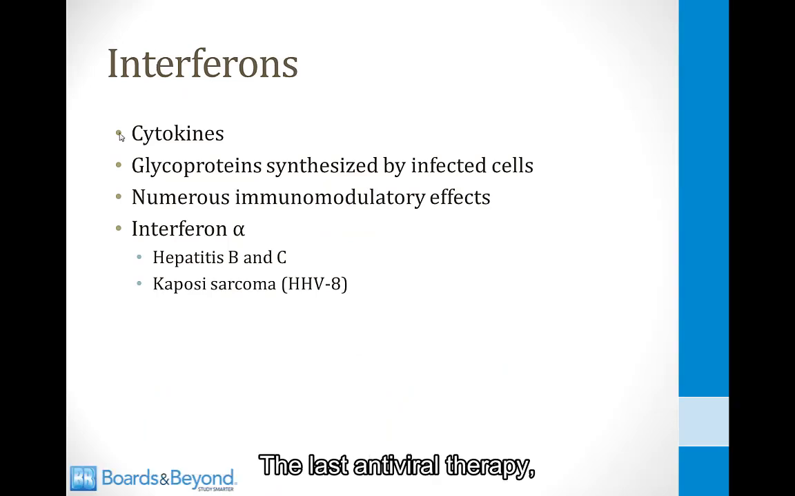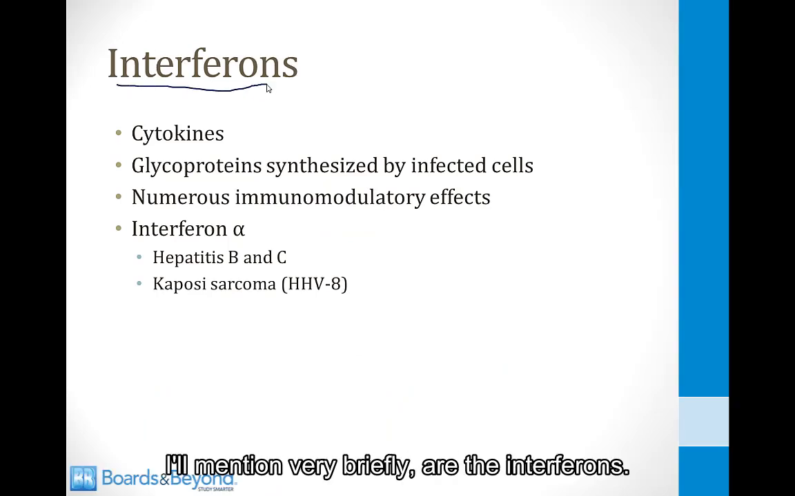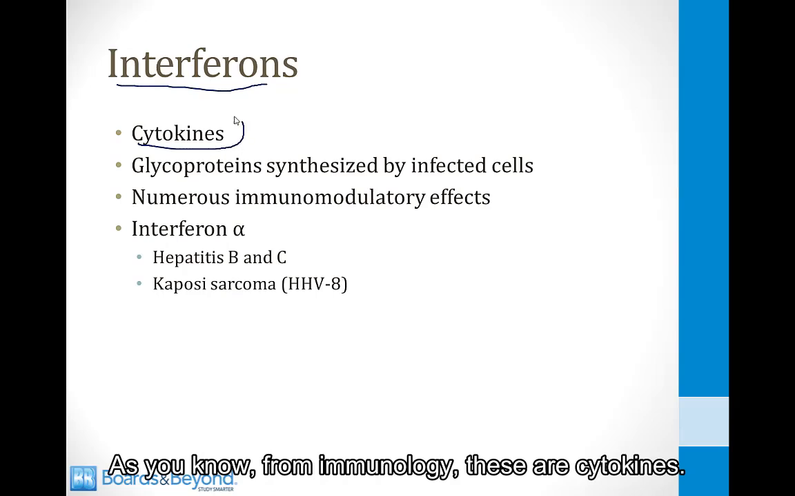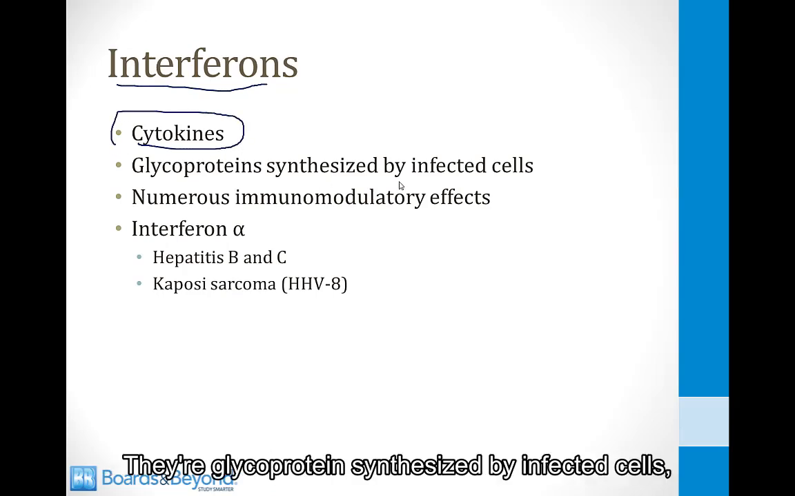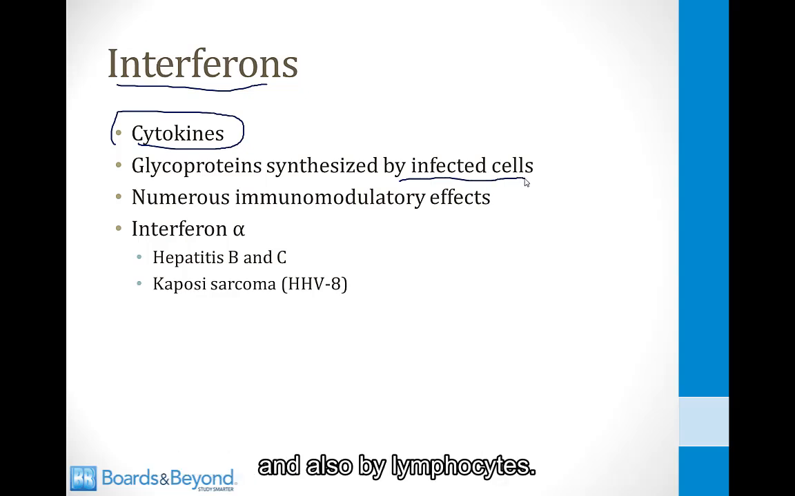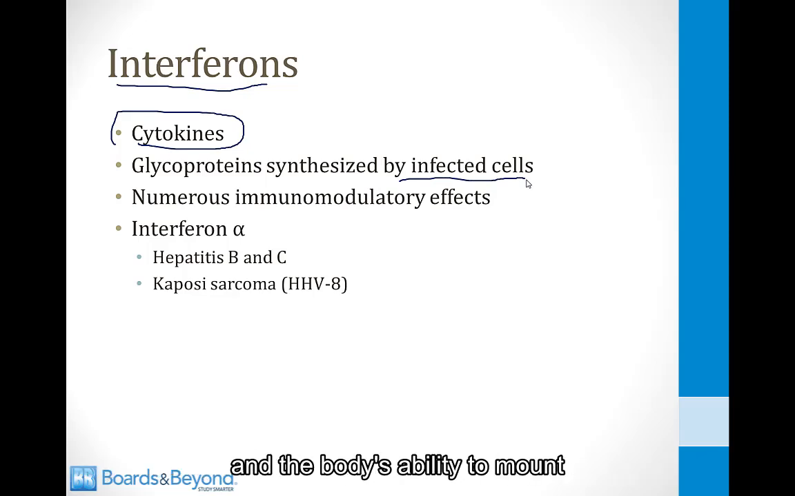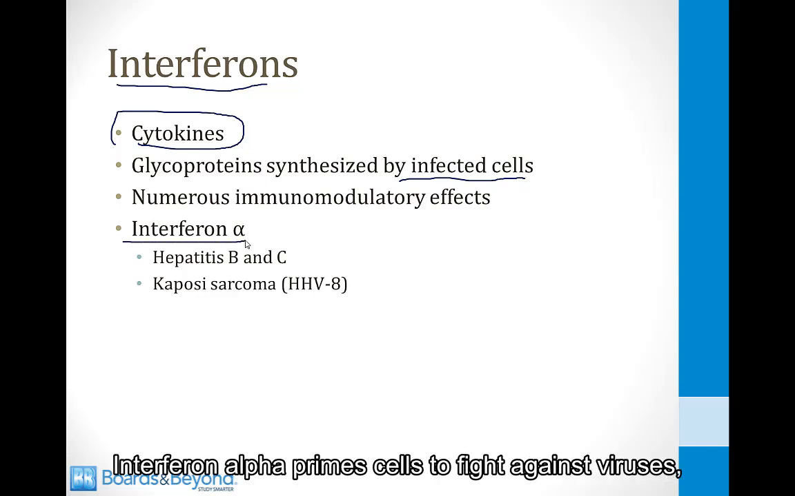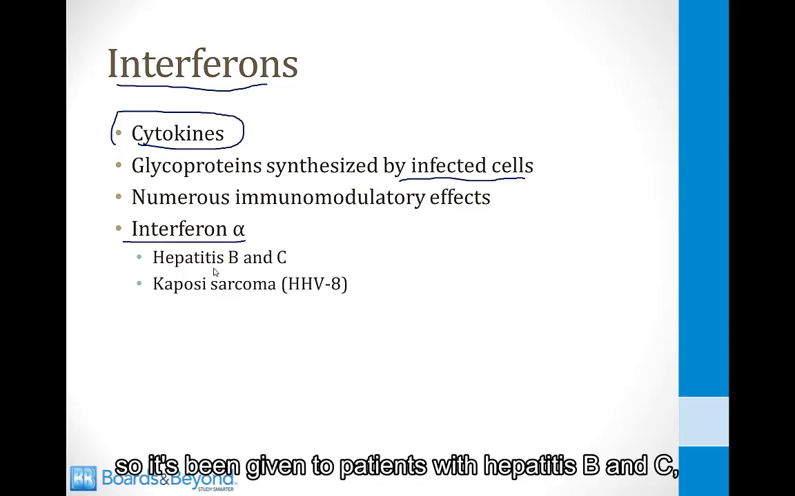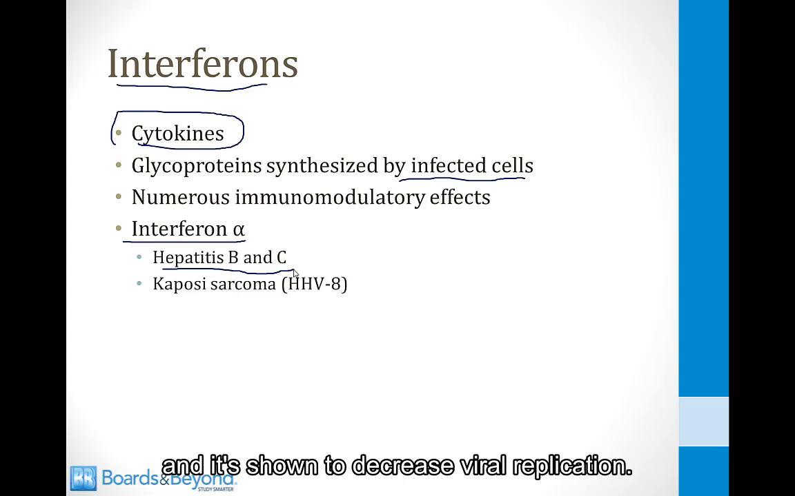The last antiviral therapy I'll mention very briefly are the interferons. As you know from immunology, these are cytokines. They're glycoproteins synthesized by infected cells and also by lymphocytes. And there are many, many ways by which interferons modulate the immune system and the body's ability to mount an immune response against infection. Interferon alpha primes cells to fight against viruses, so it's been given to patients with hepatitis B and C, and it's shown to decrease viral replication.